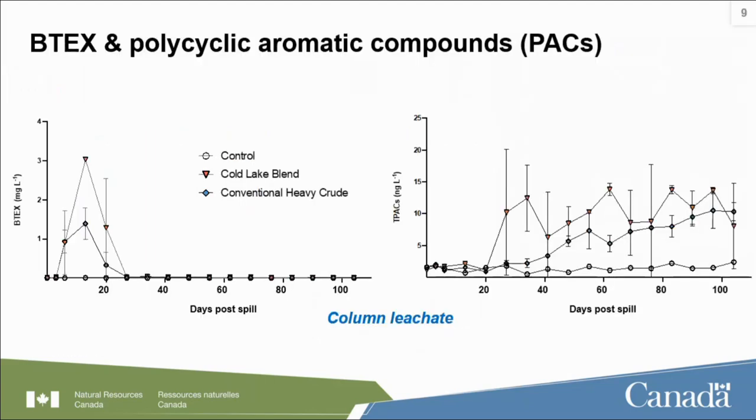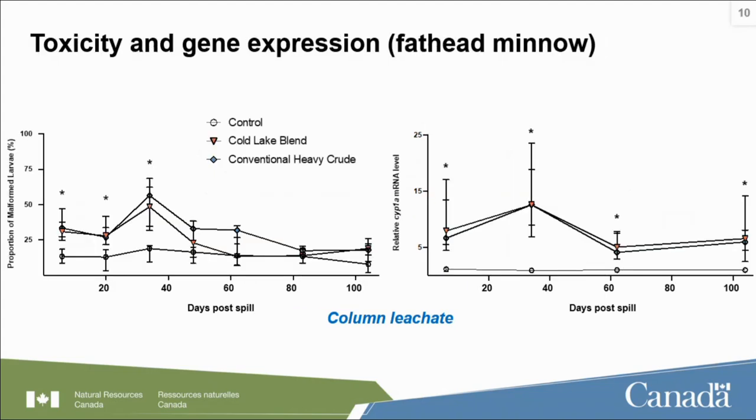So here are some results in the leachate. Here we have BTEX, and here we have total PAHs. You can see that the main spike in BTEX, which is more water soluble, was in the first few days, the first couple of weeks of the experiment, and the PAHs, which are very low, tend to leach out over time. There are slightly higher concentrations of BTEX in the Cold Lake blend dilbit versus the conventional heavy crude.